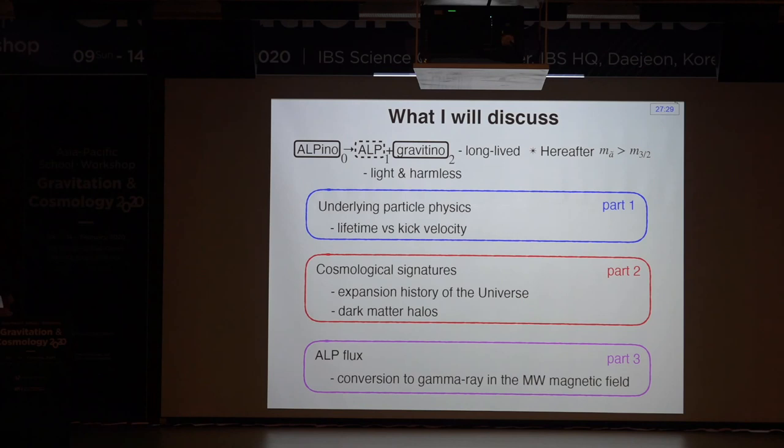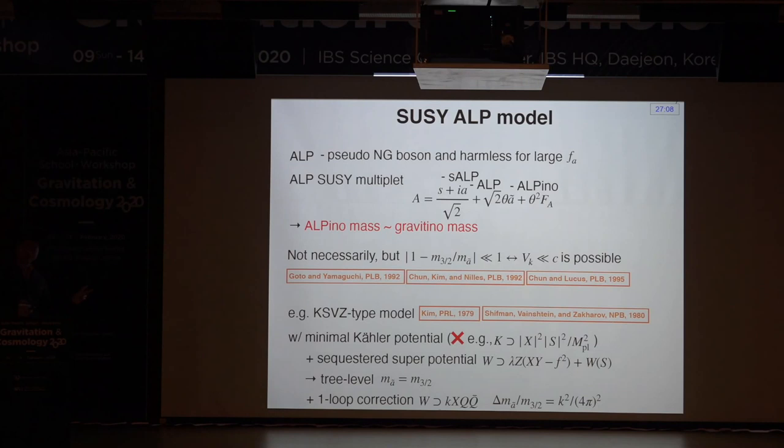And in the third part, I'll explain how we can see such a scenario in a more or less direct way. Although it's not completely direct, I'll explain what the smoking gun signature of this scenario is. Okay, and in just two slides, let me introduce the particle physics side.